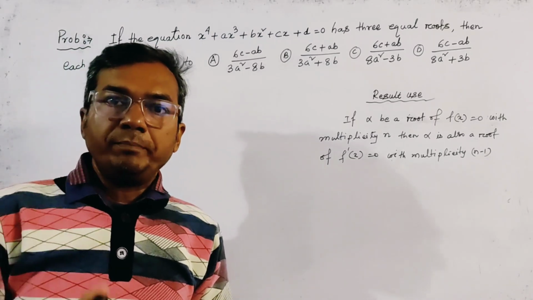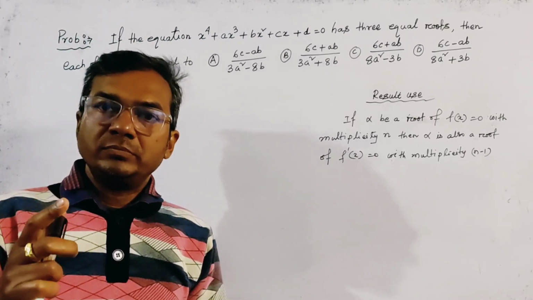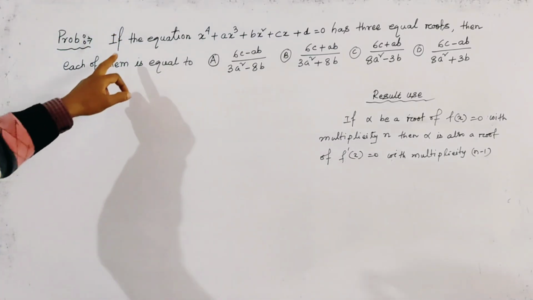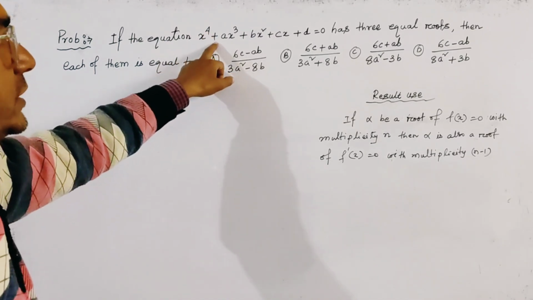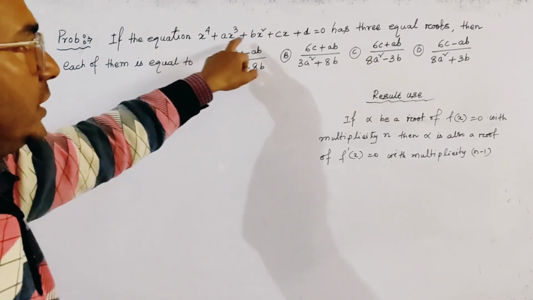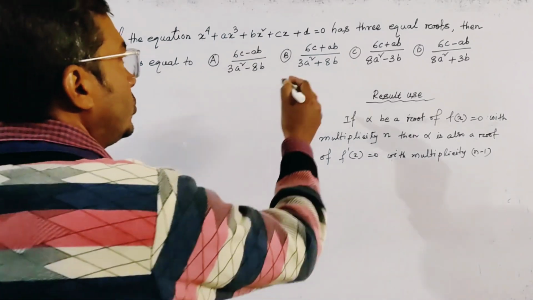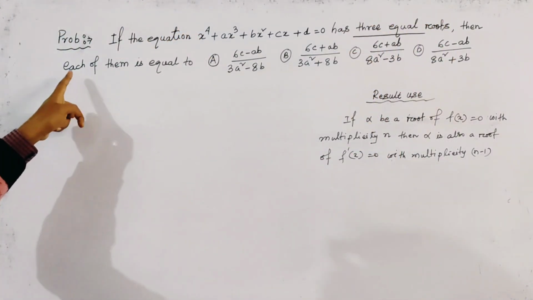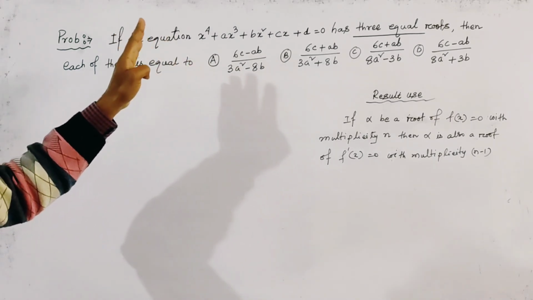This is a very important problem from polynomials, or what is said to be from the theory of equations. The problem is: if the equation, this is a 4-degree equation, that is a biquadratic equation, has 3 equal roots, that is, a root with multiplicity 3, then each of them is equal to what? We have to find the value of the equal root.